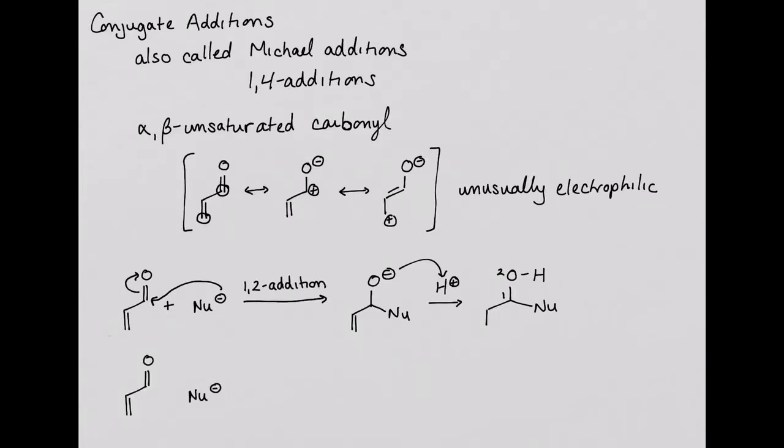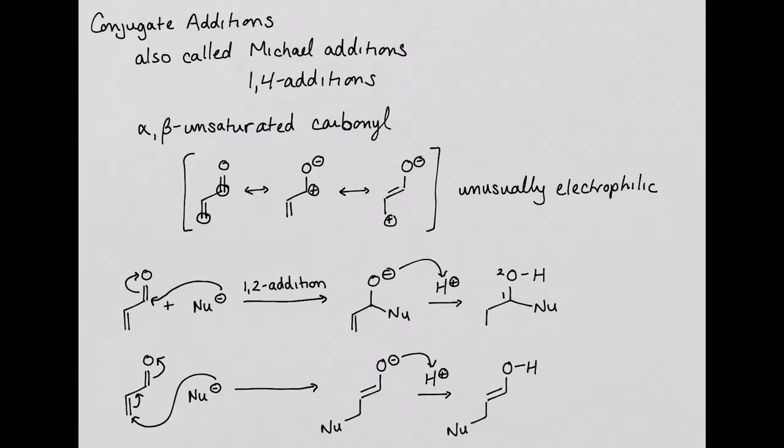If instead the nucleophile attacks the beta carbon to the carbonyl, the other electrophilic position, we get an enolate. Once this enolate is protonated, we get an enol. Notice that the net reaction here is the addition of a proton and a nucleophile to the oxygen and the beta carbon, which are 4 atoms apart. Therefore, this is called a 1,4 addition.